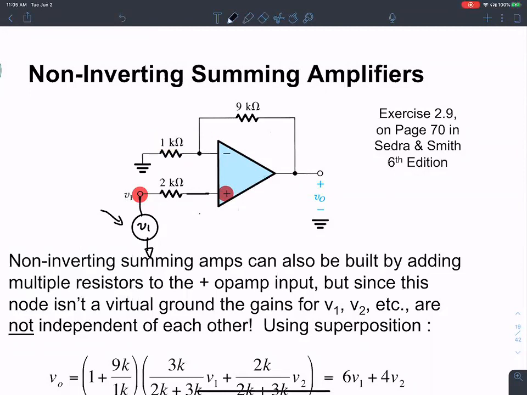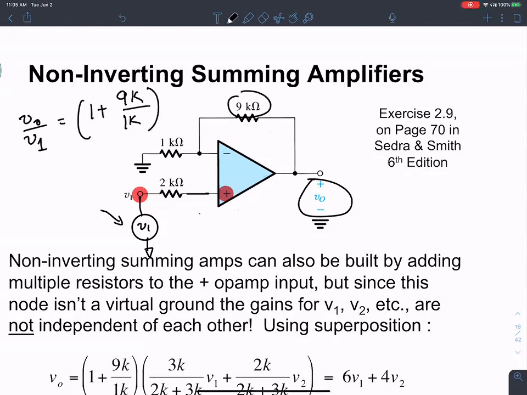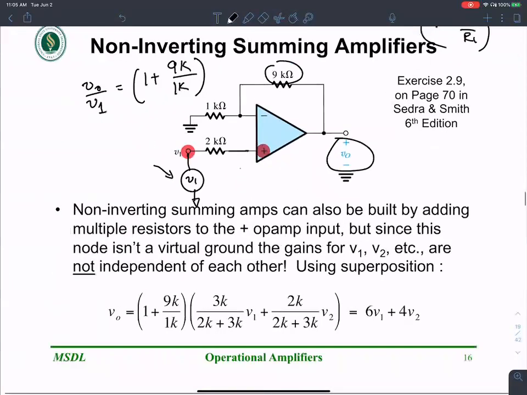The gain of this guy, Vout over V1, is 1 plus R2 over R1. Okay, because that is 1 plus R2 over R1. This is a non-inverting case. Sure enough, I have that 1 plus R2 over R1 gain.